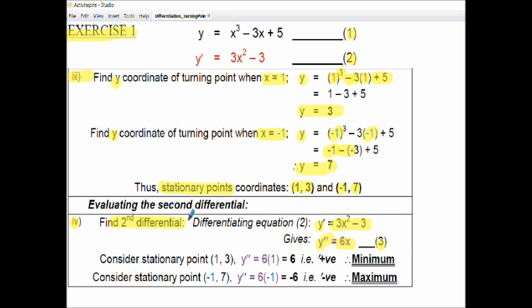So to find if we've got maximums or minimums, we simply put the value of x for each of our coordinates into equation 3. So y double dash is equal to 6 times x, so when x is equal to 1, that will give us a positive value of 6. I'm not bothered about the magnitude, just the fact that it's positive, because that means it's a minimum turning point. And if I put the value of minus 1 into equation 3 for y double dash, I get a value of minus 6. Again, the magnitude is irrelevant, but because it's a negative value, I've now got a maximum turning point.